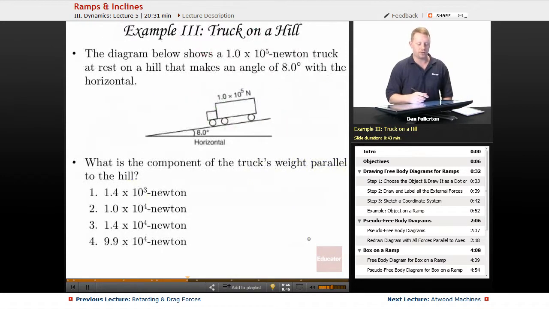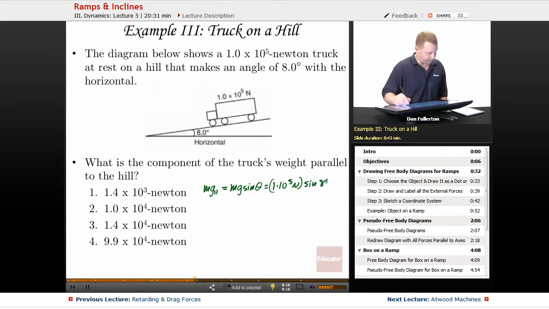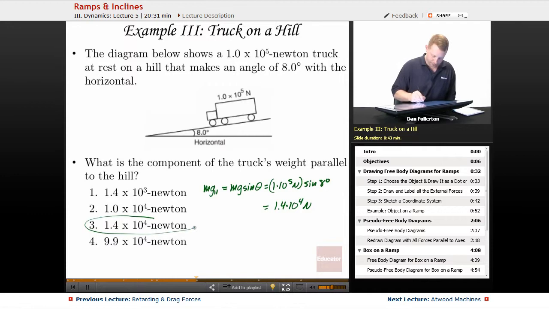Let's take an example where we look at a truck on a hill. The diagram shows a 100,000 Newton truck at rest on a hill that makes an angle of 8 degrees with the horizontal. What is the component of the truck's weight parallel to the hill? Oh, mg parallel, if we just remember that equation, the component of the weight down the hill is going to be mg sine theta. It gives us the weight mg already, which is 1 times 10 to the 5th newtons, times the sine of 8 degrees, which is right about 1.4 times 10 to the 4th newtons. Answer 3.